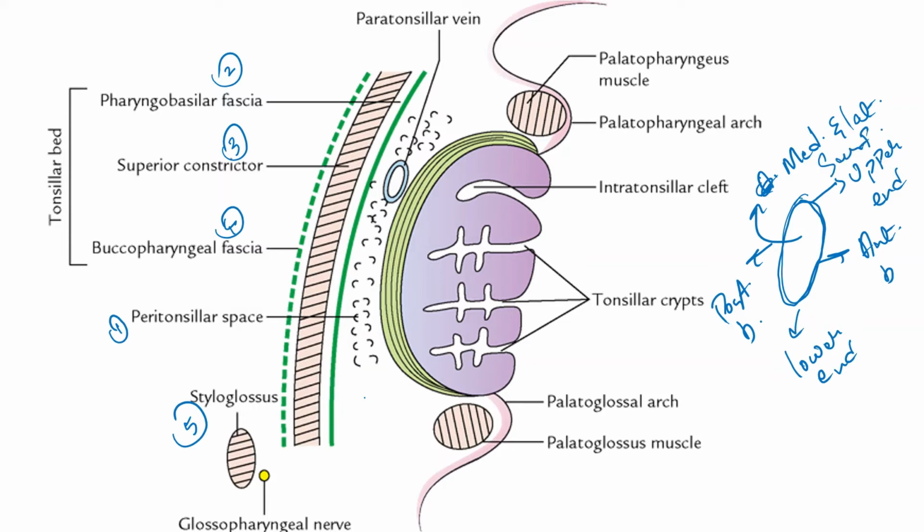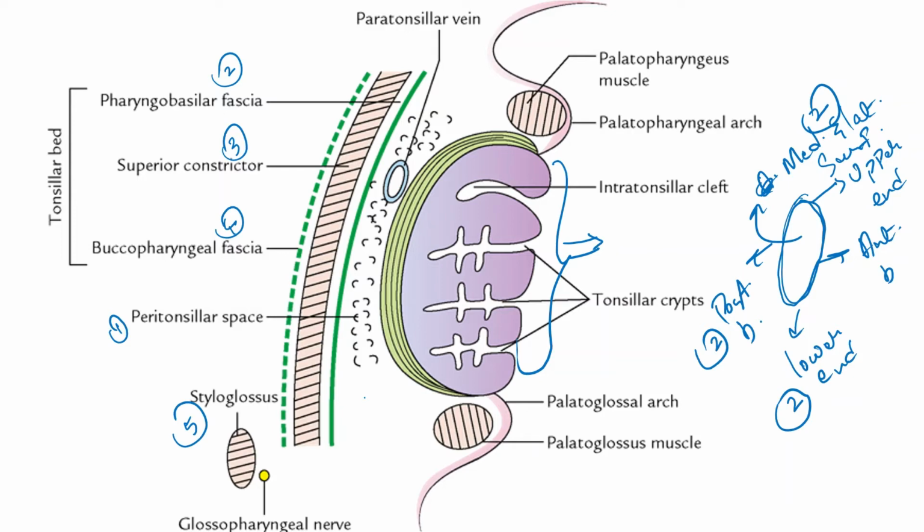So the parts of the palatine tonsil include two ends, the upper and the lower end. It has got two borders, the anterior and the posterior borders, and two surfaces, the medial and the lateral surface. When we talk about the medial surface of the palatine tonsil, this is the medial surface which is free and facing the oropharynx on either side.